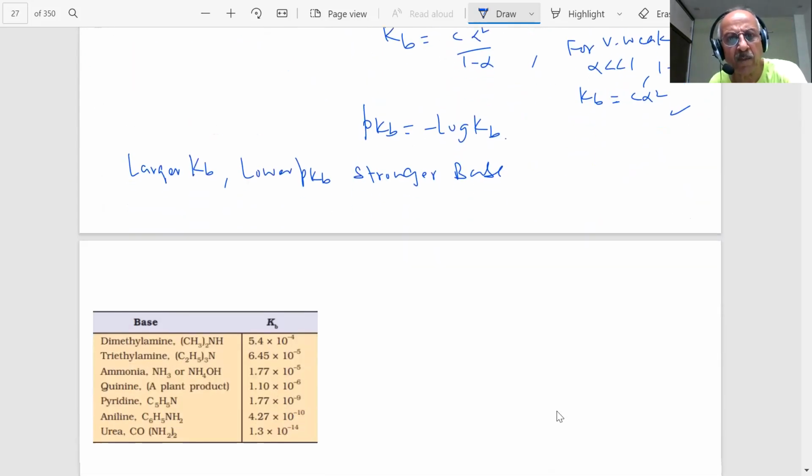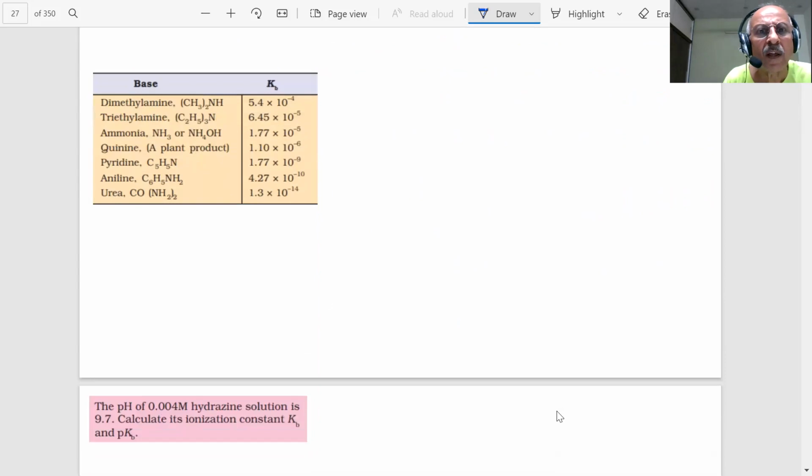So we have some list of these bases for us. For example, dimethylamine, students. Amines are bases, you know. You have CH3, CH3, and it has a lone pair of electrons. This Kb is 5.4 into 10 minus 4. And triethylamine is a weaker base than this, the value is lower.